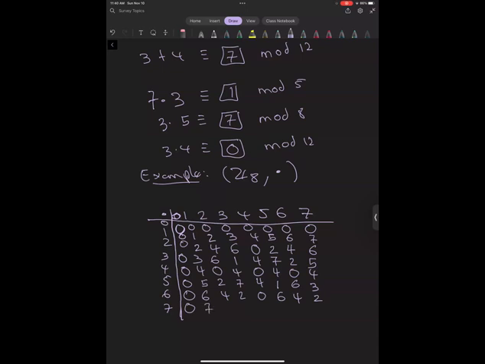And then the last one is 7 times 0 is 0, 7 times 1 is 7, 7 times 2 is 14, modulo 8 is 6, 7 times 3 is 21, modulo 8 is 5, 7 times 4 is 28, modulo 8 should be 4, 7 times 5 is 35, modulo 8 is 3, 7 times 6 is 42, modulo 8 is 2, 7 times 7 is 49, modulo 8 should be 1. 6 times 8 is 48, right? So 7, 6, 5, 4, 3, 2, 1.